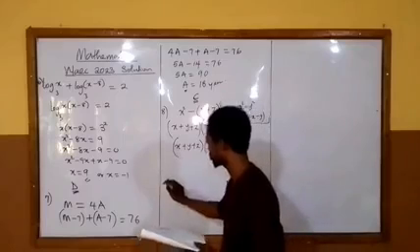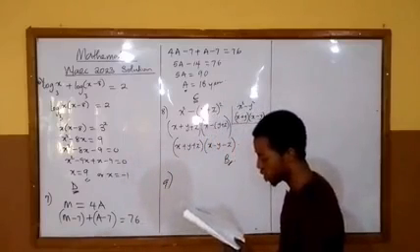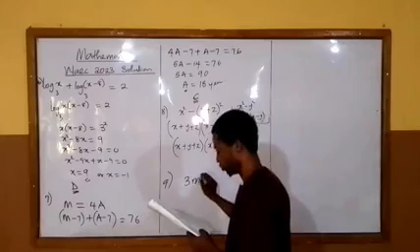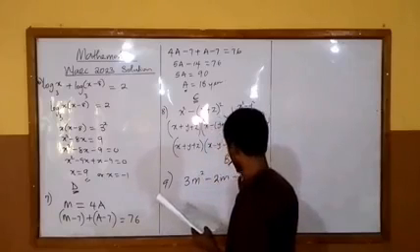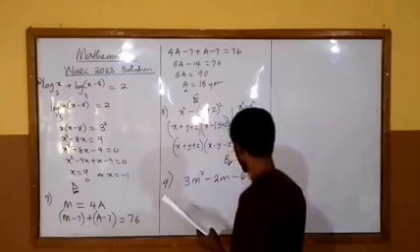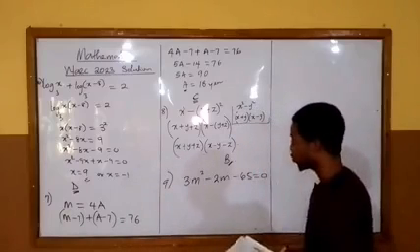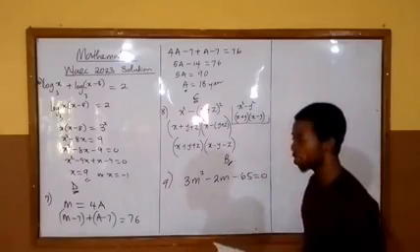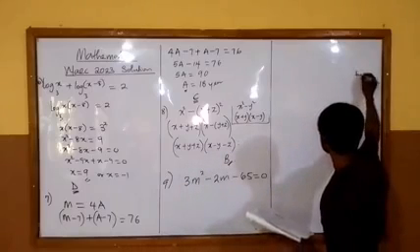Number 9. The question says, find the roots of the quadratic equation. They gave us the quadratic equation 3m squared minus 2m minus 65 equals 0. You find the roots. We have 4 methods of solving a quadratic equation. We are using the factorization method.